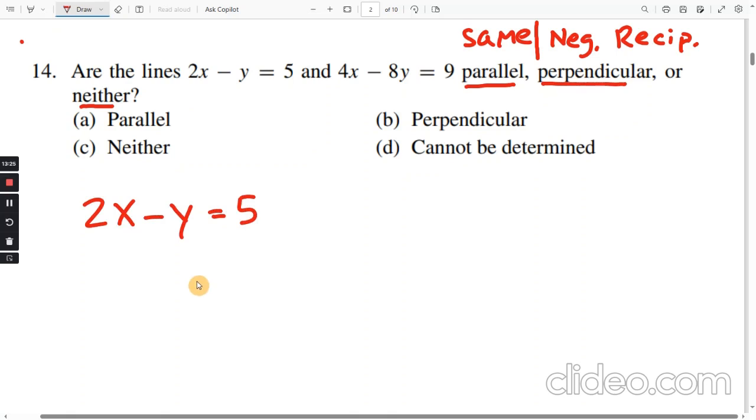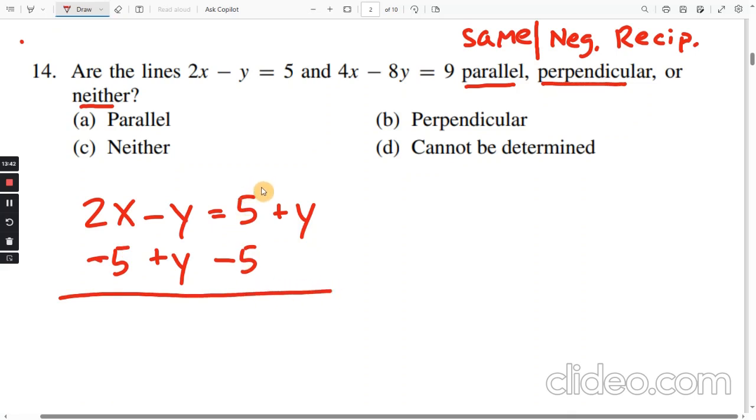And we basically need to solve for y. So I'm going to do plus y on both sides. And since I have y here, I want the 5 on the other side. I'm going to do minus 5 on both sides. 5 minus 5 cancels. Y minus y cancels. Bring down your equal sign, and bring down your y. And y equals 2x minus 5.